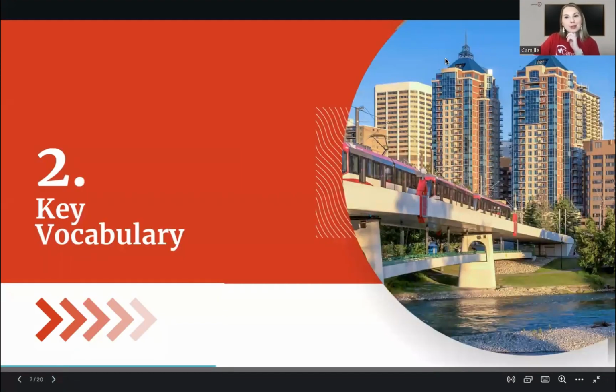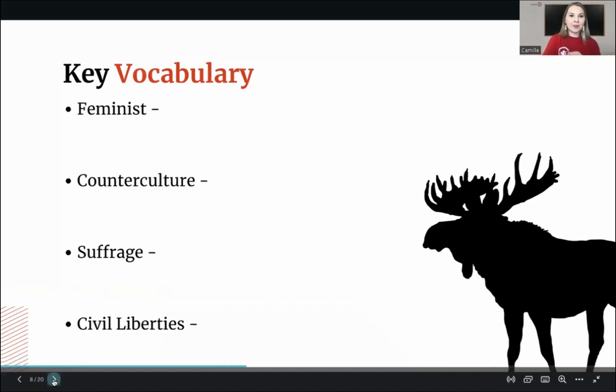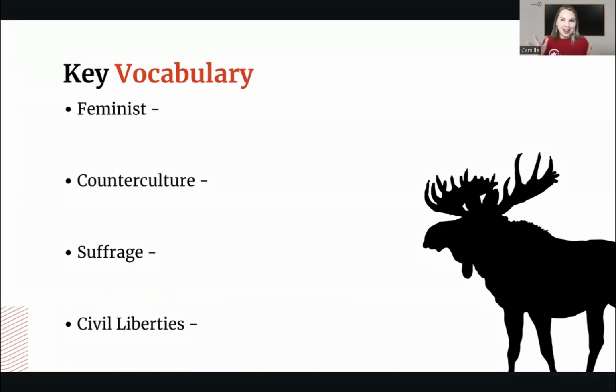So first, I want to introduce you to some key vocabulary that will be essential in understanding our content today. I have 4 different words. Some, again, look similar in Spanish. So I want you to think about them, and we'll start with the word feminist.